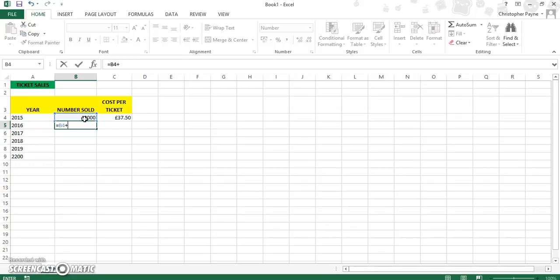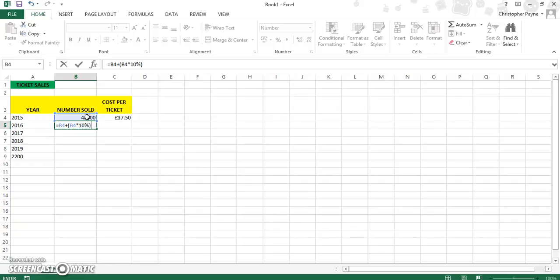So it's a plus symbol. There are brackets. And this is where it might get a little bit confusing. We want to find 10% of B4. So we'll do B4 multiplied by 10%.